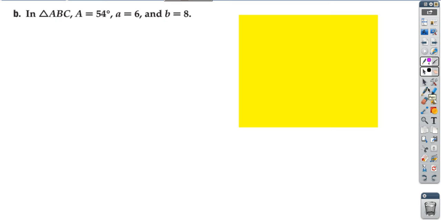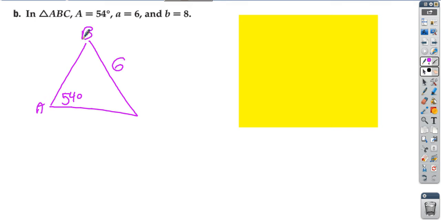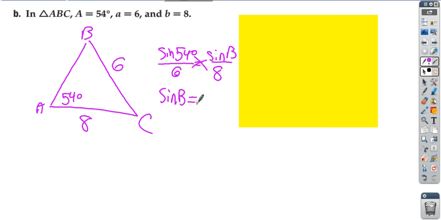Okay, this one says ABC. A has a 54 degree angle, and its side is 6. B has a side of 8, and C we don't know anything about. So let's use the law of sines. The sine of angle A over its side equals the sine of angle B over its side, and then we'll cross multiply. So it's going to be 6 sine B. We'll divide by 6, so we're going to have 8 sine 54 divided by 6. And now to cancel out the sine, we need to take the inverse sine.